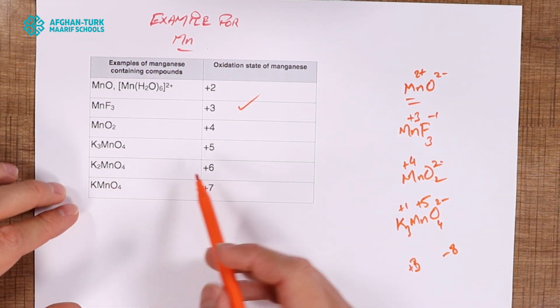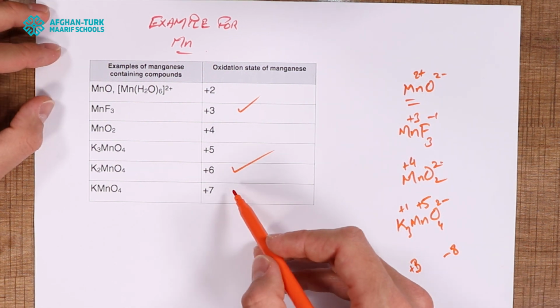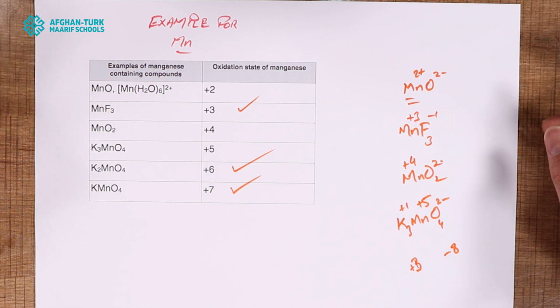When you come to this one, it's plus 6, and when we come to the last one, potassium permanganate, it is plus 7. So now we can see that there are various oxidation numbers present in the transition elements.